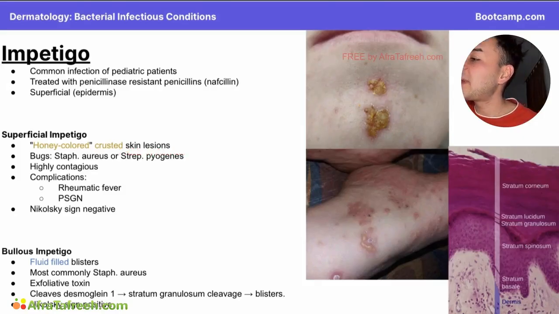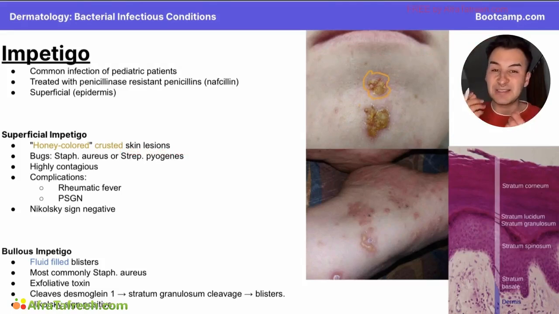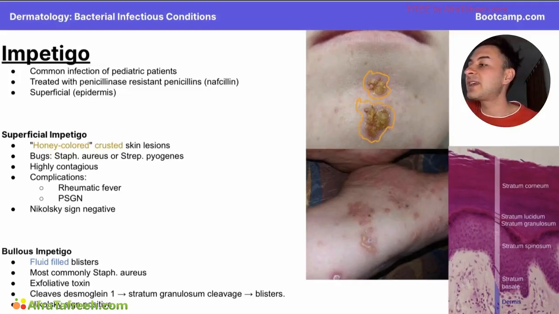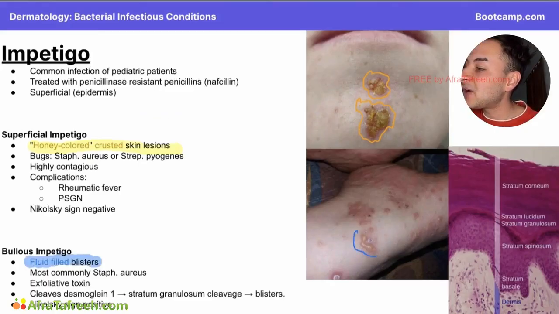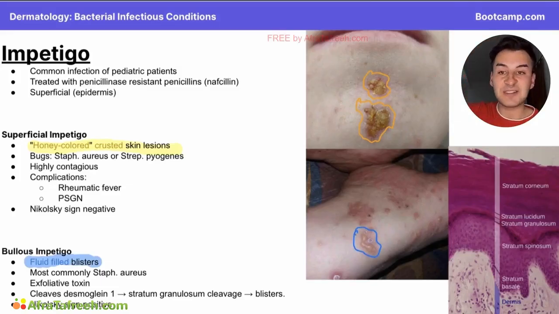So here I'm going to be outlining what we call superficial impetigo, and this is characterized by a super crusty, golden, honey-colored scale. And so when you hear that honey-colored scale description, this honey-colored crusted skin lesion, that is a really hot buzzword for superficial impetigo, as opposed to bullous impetigo, which is going to consist of fluid-filled blisters. So if we look at the picture below superficial impetigo, we'll see that bullous impetigo is defined by these bullous structures that clearly look like blisters. And so that's how you're going to differentiate these two on physical exam.